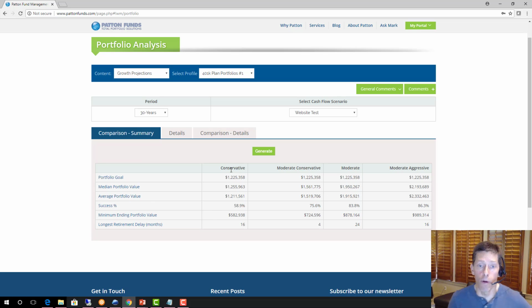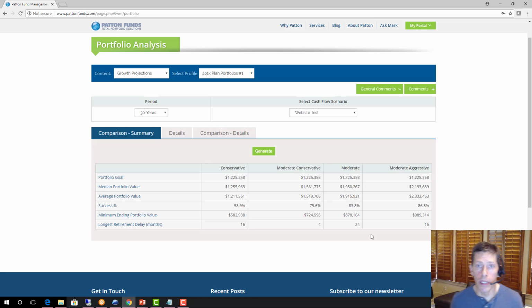So that conservative portfolio would grow to approximately $1.2 million. So $100,000 goes up to approximately $1.2 million in 30 years from now invested in that conservative portfolio. That moderate conservative portfolio, the next higher risk portfolio, $1.5 million. The moderate, $1.9 million, and that moderate aggressive, $2.3 million. So take a look at that.